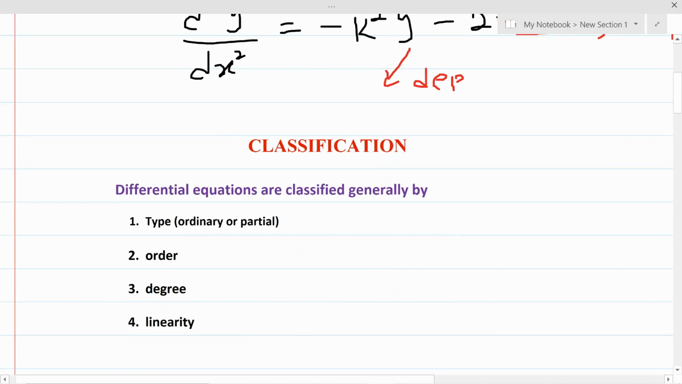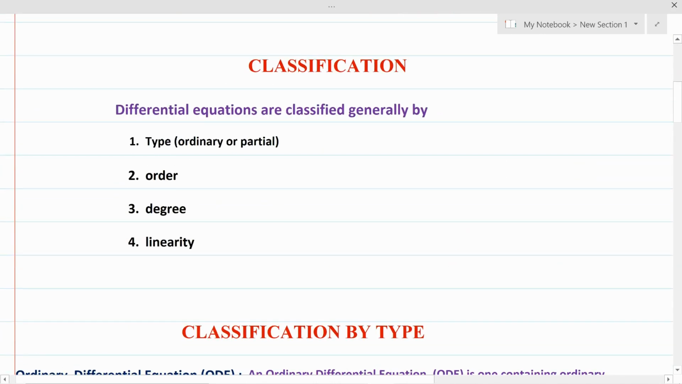Let's talk about classification of differential equations. You have to know how you go about differential equations. If you are given, let's say, a differential equation, what type of differential equation is that? How do you classify it? If you want to classify a differential equation, there are 4 ways of classifying it. You can classify a differential equation by type, that is either being an ordinary differential equation or a partial differential equation, or you can classify it by its order, or the degree, or the linearity.